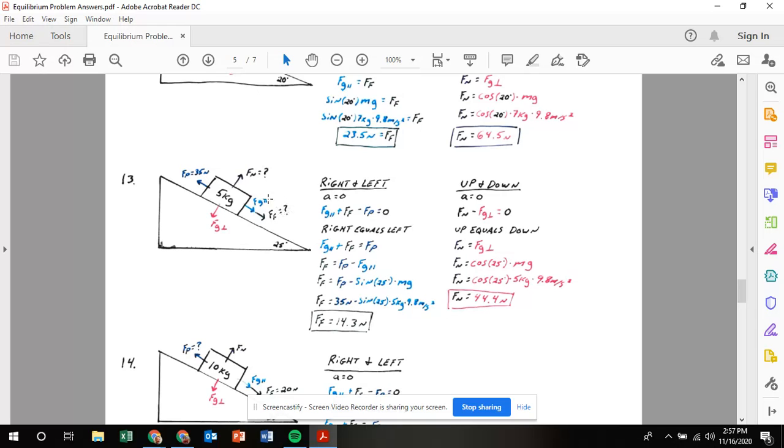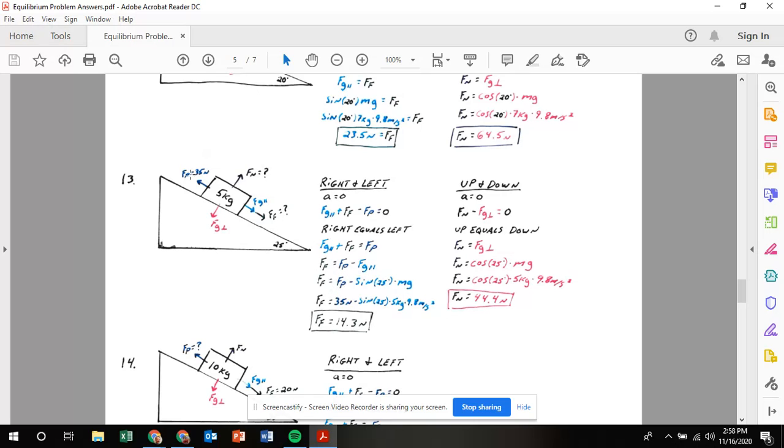So if we take a look at my right and left forces, all the forces that go to the right equal the ones that go to the left, which means gravity parallel and friction. Gravity parallel plus friction has to equal my force of pull left. So gravity parallel plus friction equals force pull left. And I'm trying to solve for force of friction. So if I'm trying to solve for friction, I got to get gravity parallel out of there. So I subtract it over to the right side. That leaves me with friction equals the force of push minus gravity parallel.